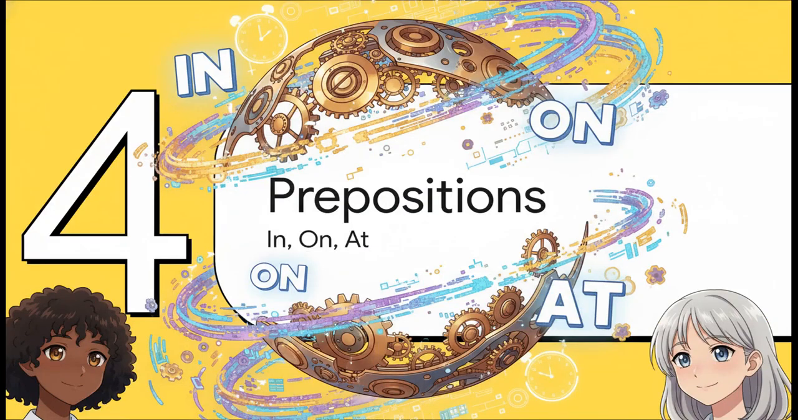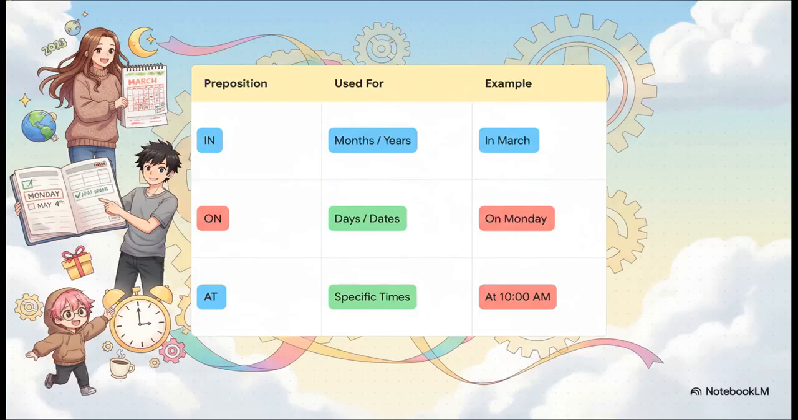Section 4. Prepositions, in, on, at. This is the grammar glue for time. Okay, this simple matrix is literally your ultimate cheat sheet for time prepositions. We use in for big blocks of time, like months and years, so in March. We use on for specific days and dates, like on Monday, and we use at for exact times on the clock, like at 10 a.m.